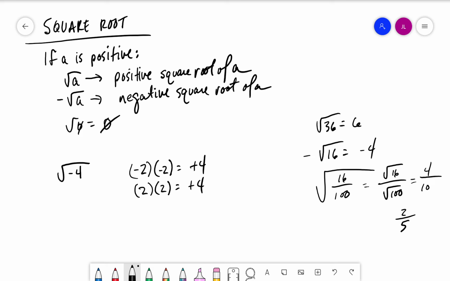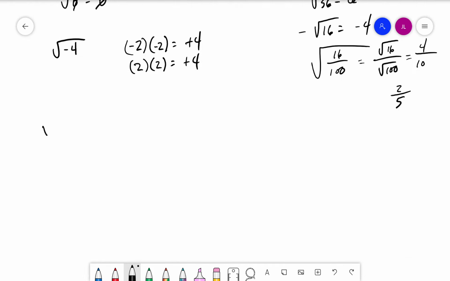Okay, so we have a lot of perfect squares: 1, 4, 9, 16, 25, 36, 49, 64, and 1/4 is a perfect square. But what if we don't have that? If we have something like the square root of 3, we really have to use a calculator because we can't work this out. If we put the square root of 3 into a calculator, we get 1.7320508, and so on.